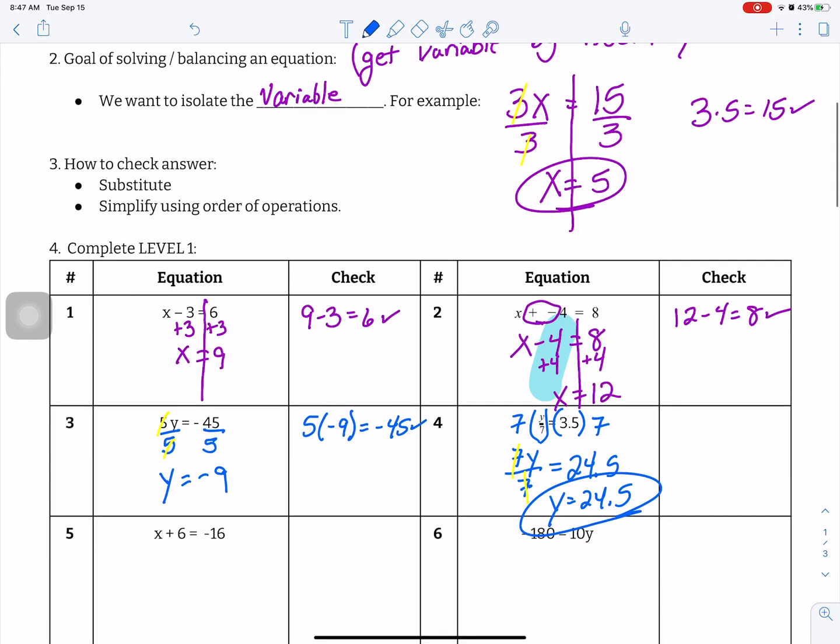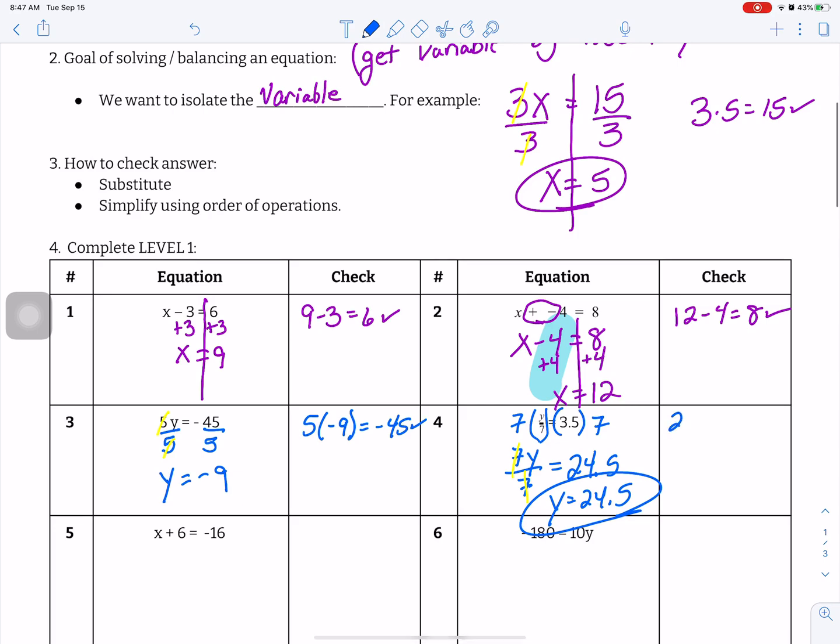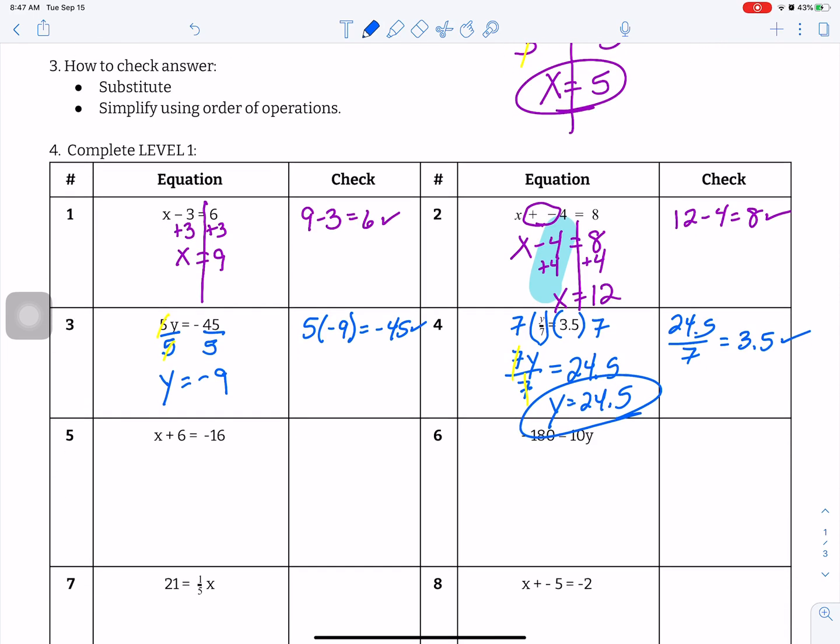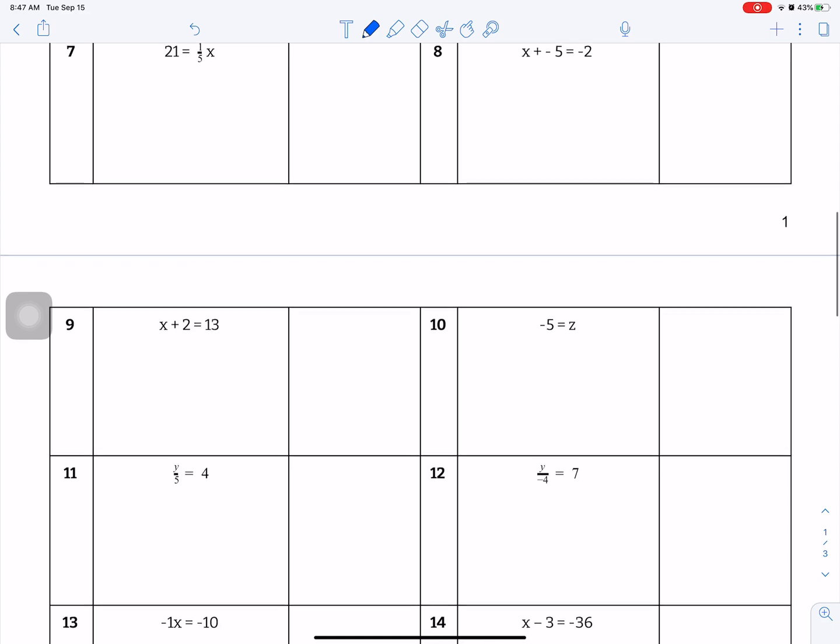And then over on the side, my check, 24.5 divided by 7 should equal 3.5. As our equations get more complicated, the check becomes more and more important. It's also a great way that you know whether or not you're right before you even submit an answer.